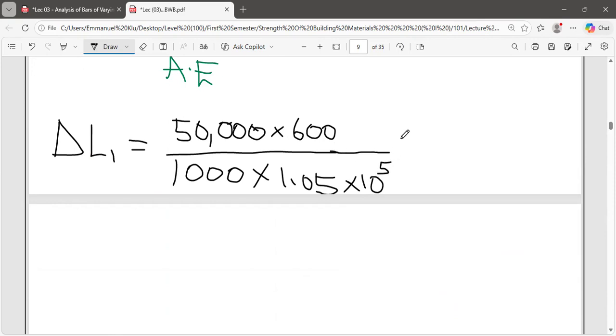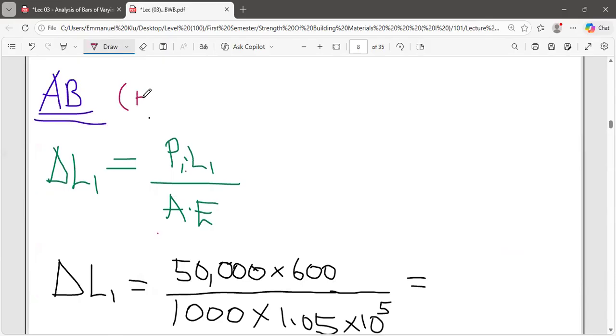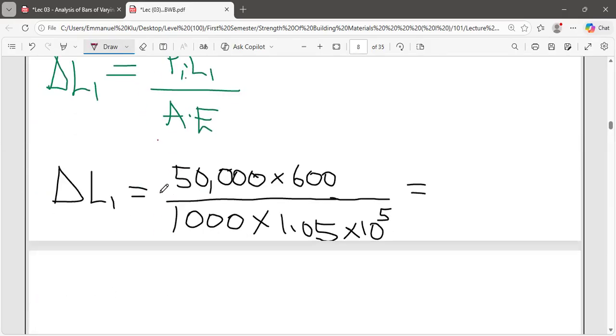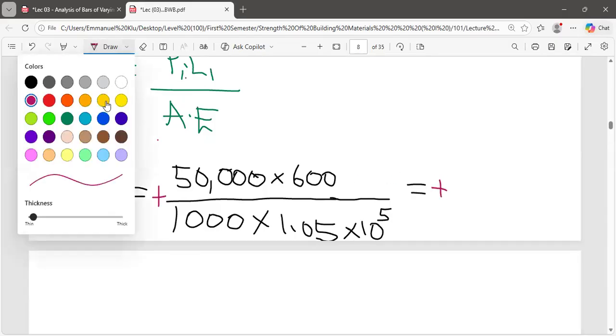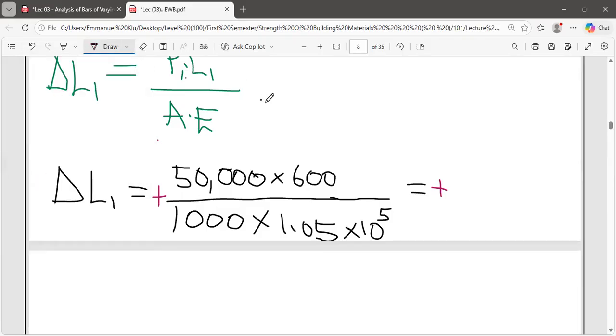Good. So quickly, let's all work this out together and see the answer we are going to get. Take note, I told you that this one is in tension, so it will be positive. So if I write positive over here, don't get confused. It tells you that our answer is going to be affected by a positive sign. So let's do this together: 50,000 times 600, all over 1,000 times 1.05 times 10 exponent 5.